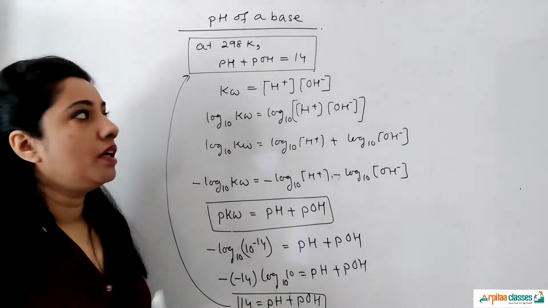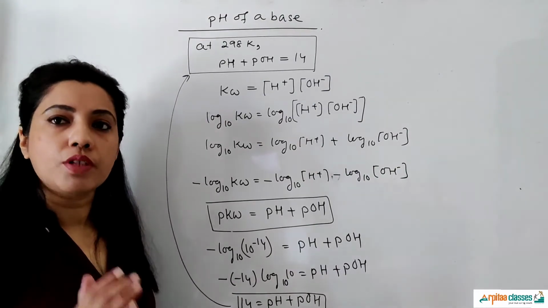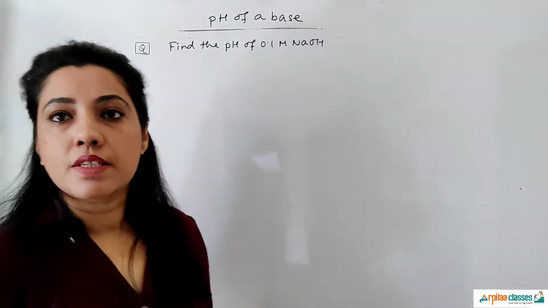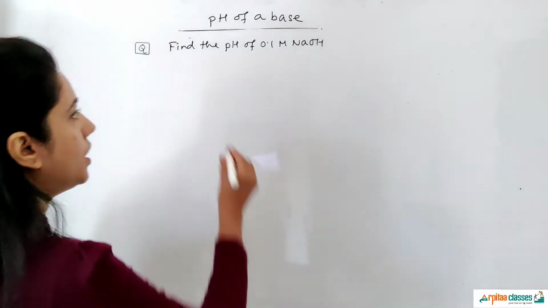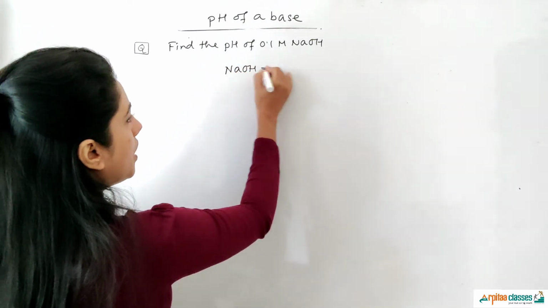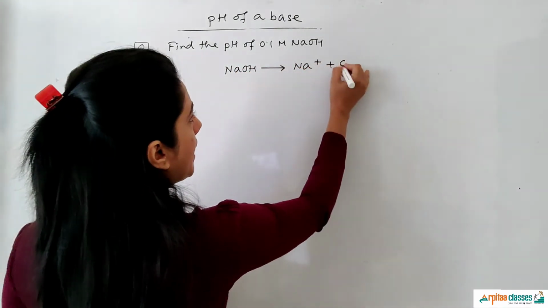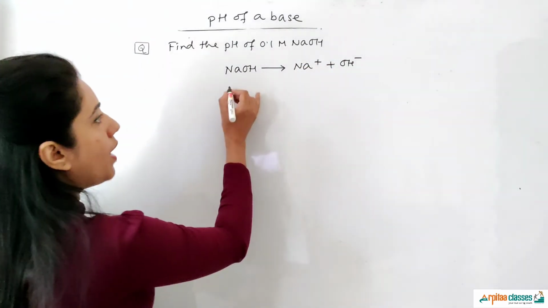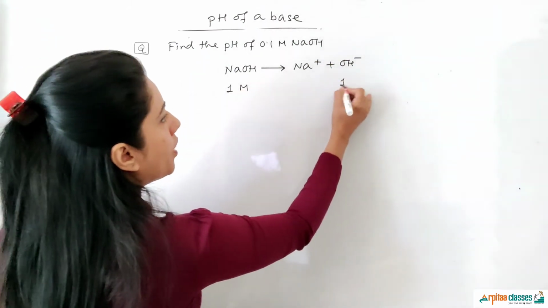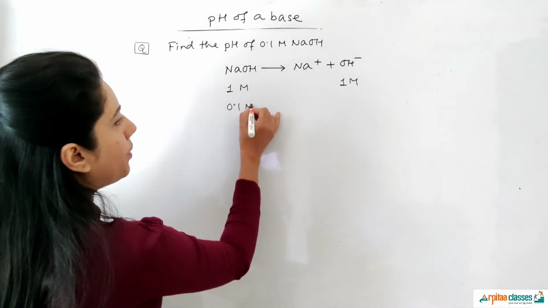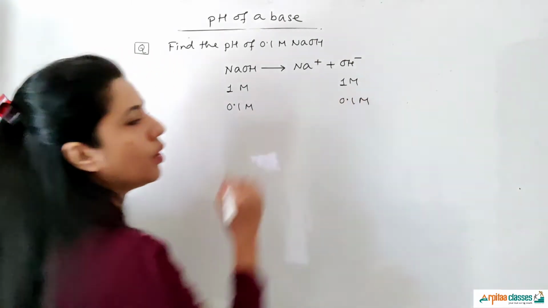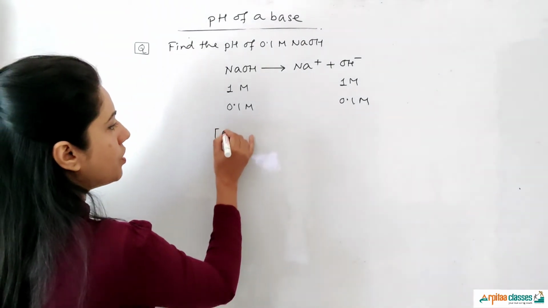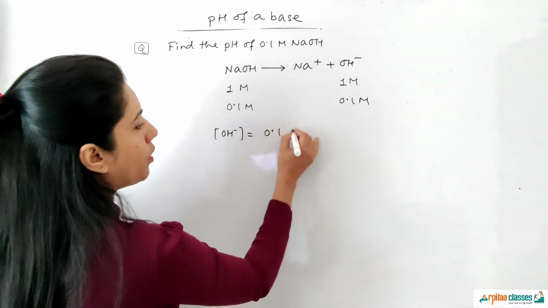Now let's start with a numerical where we have to find out the pH of a strong base. Here we have to find out the pH of a strong base, 0.1 molar NaOH. So first of all we are going to see NaOH will dissociate as Na plus and OH minus. Since it is a strong base, it will completely dissociate. From 1 molar we get 1 molar OH minus. So from 0.1 molar we will get 0.1 molar OH minus. Here we have to find out the concentration of OH minus. So the concentration of OH minus is equal to 0.1 molar.